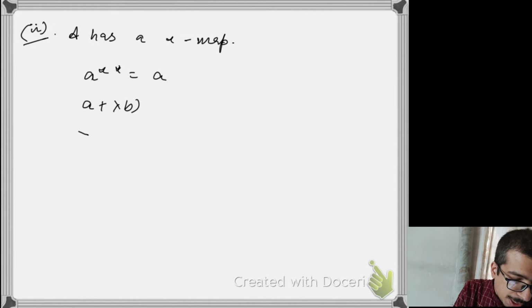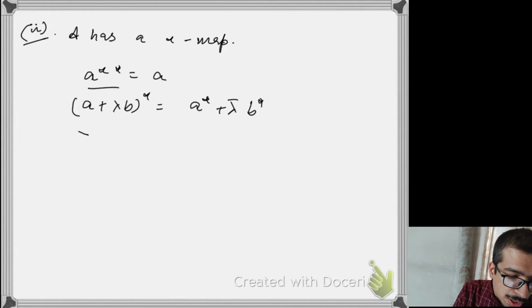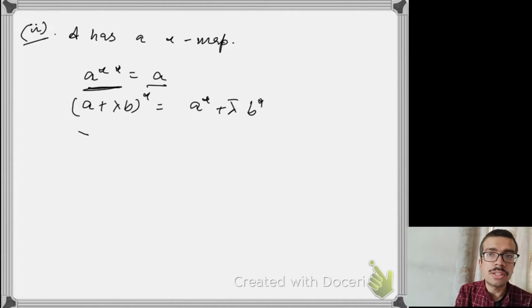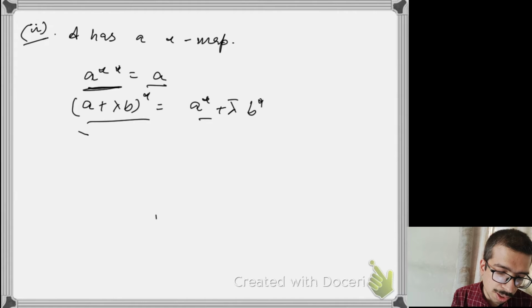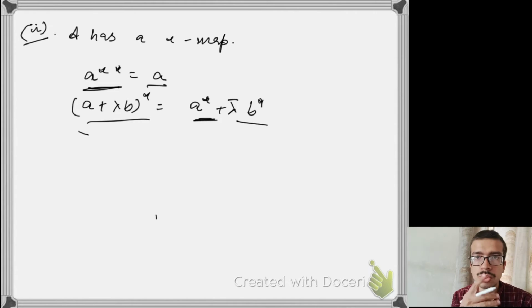Also (A + λB)* must be A* + λ-conjugate B*. So we are now seeing that the star, when it acts twice, gives the same element, which is what we expect from any conjugation operator. And not just that, we also discussed how star acts under the vector space operations. Under addition, it just goes over addition, but over scalar multiplication, it conjugates the scalar coefficient.